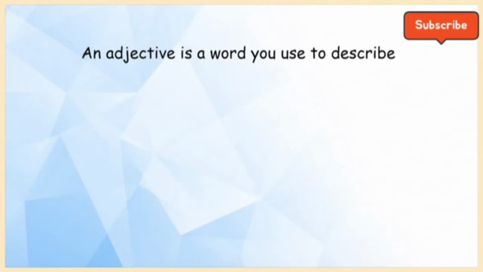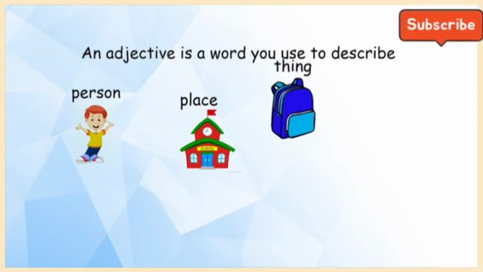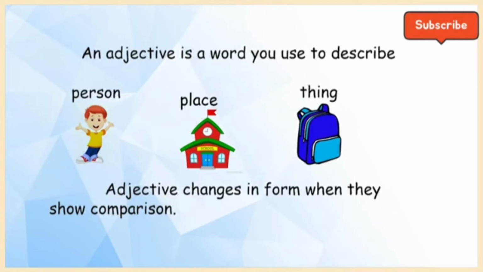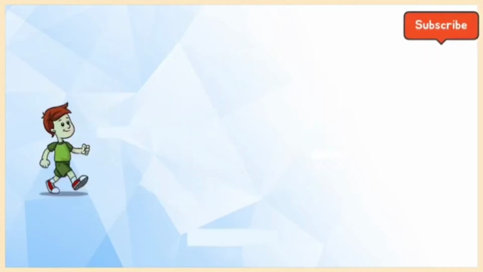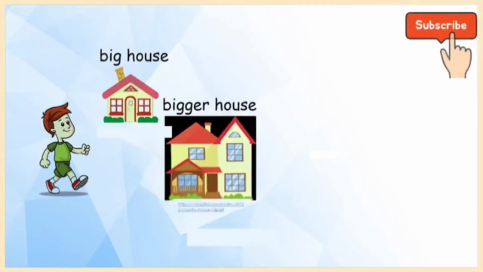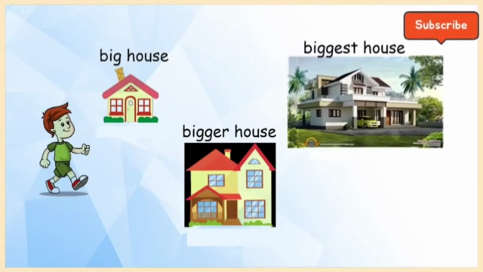An adjective is a word used to describe person, place, thing. Adjectives change in form when they show comparison. While walking in the village, Carl saw a big house. To the right, he saw a bigger house. To the left, he saw the biggest house in the village.